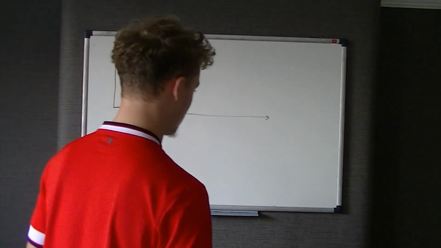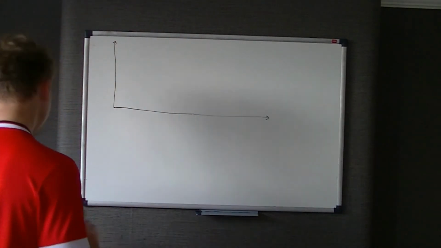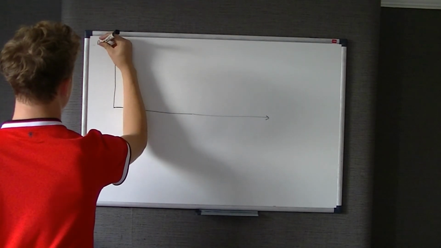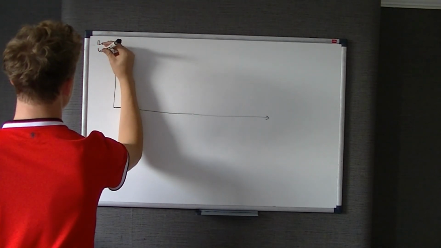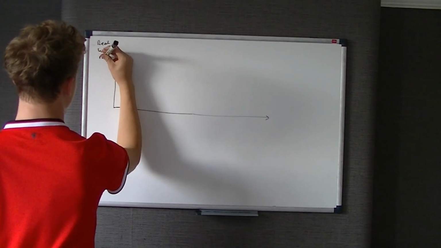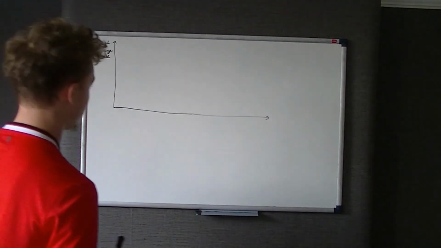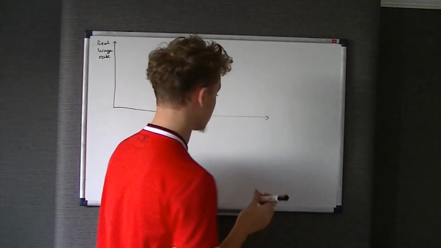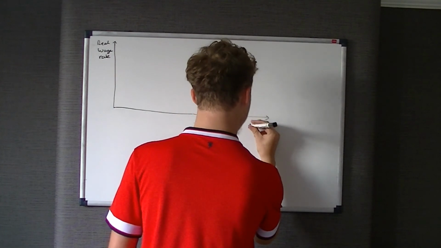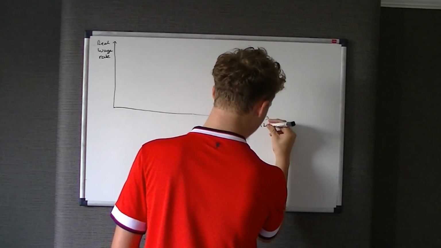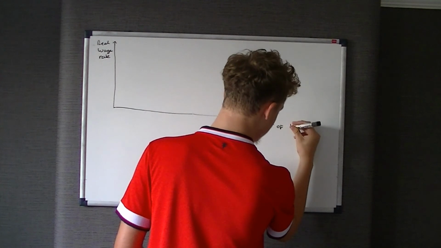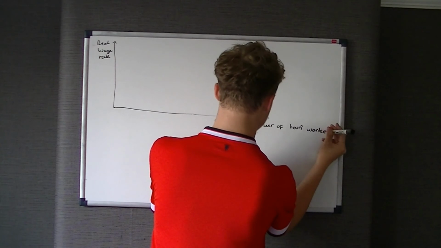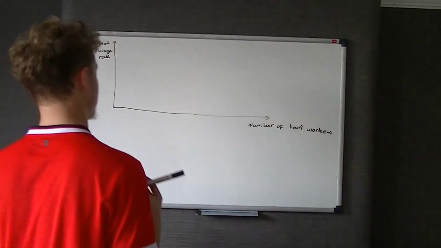And then on the vertical axis, what we're going to have is real wage rate. And then on the x-axis, or the horizontal axis, whichever you want to call it, we're going to have the number of hours worked. Sorry about the noise, it is Manchester, which isn't the best place.